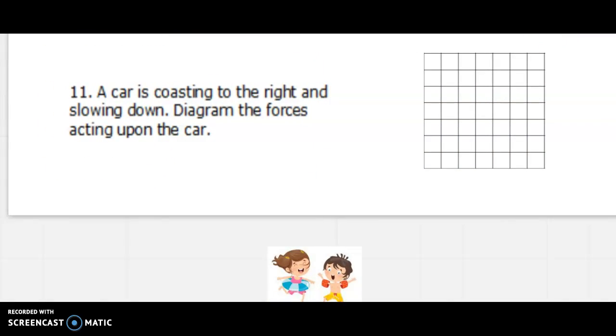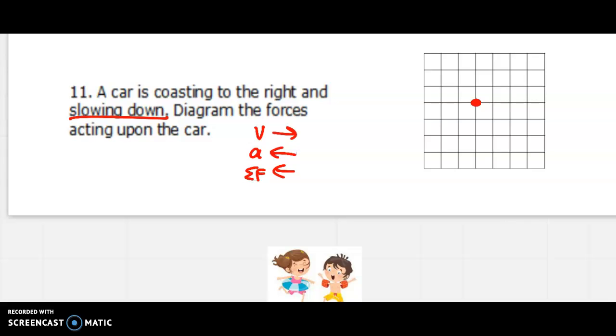Here's a car coasting to the right and slowing down. Diagram the forces acting on the car. Now, if our velocity is to the right, but we're slowing down, then that means our acceleration must be to the left, and so our net force must be to the left as well.